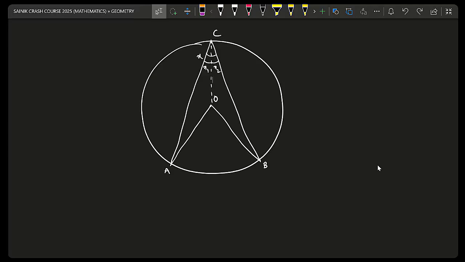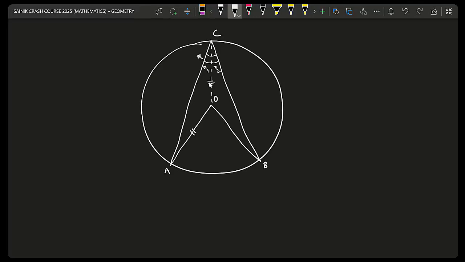Very good, excellent answer. So you can see OA is the radius of the circle and OC is the radius of the same circle. We know radii of the same circle are equal. So in triangle OCA, OC equals OA. So two sides are equal, so we call it an isosceles triangle.